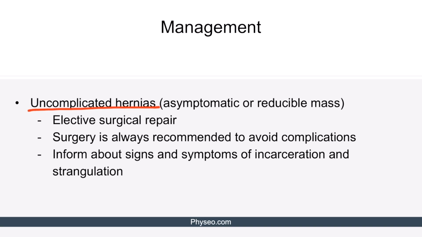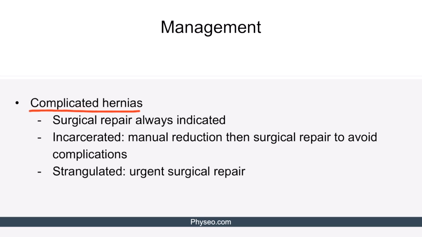However, surgery must always be recommended to avoid future complications. Also, if the patient doesn't want a surgical repair, he must be informed about the signs and symptoms of incarceration and strangulation to be aware of any complications. When the hernia is complicated, surgical repair is always indicated.